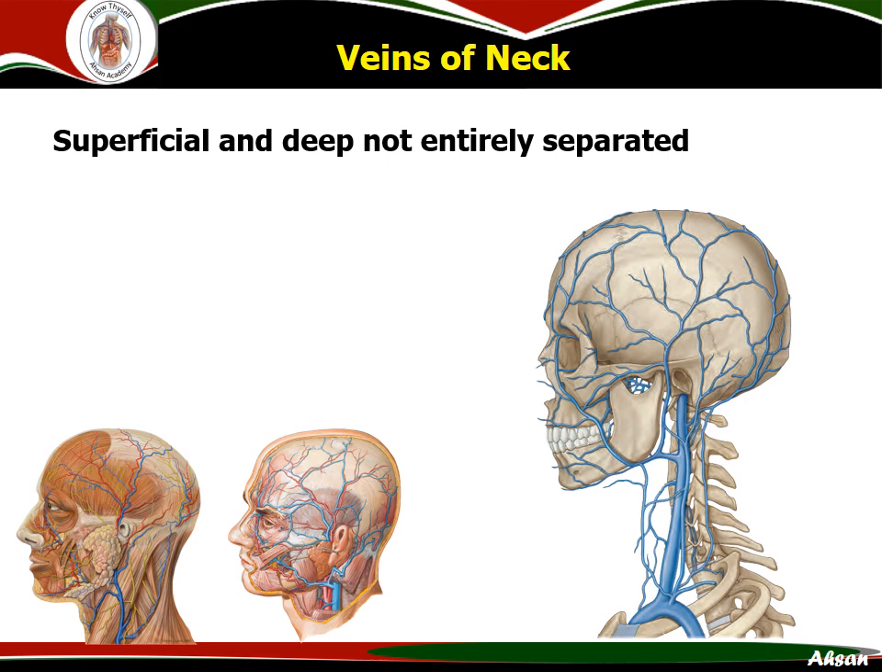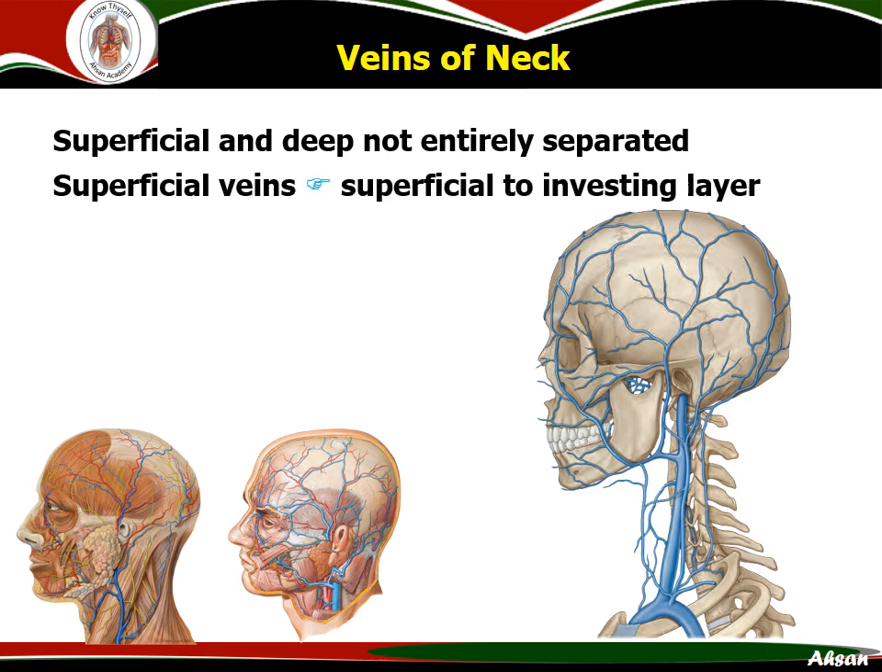The neck veins are divided into superficial and deep, and these are actually separated but connected with each other like other places. Superficial veins lie outside the investing layer of the deep fascia, and include the external jugular vein.